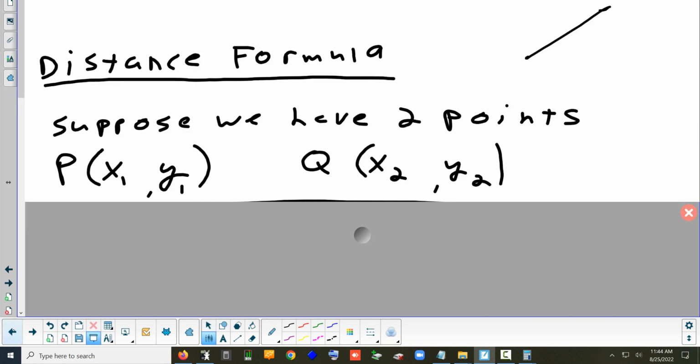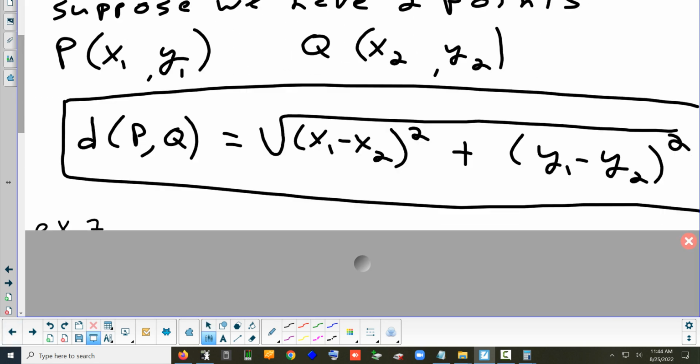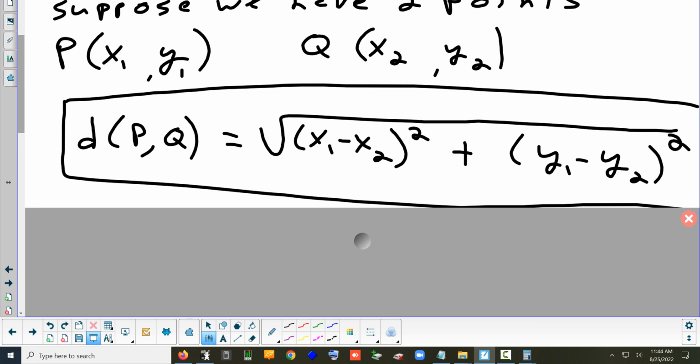So when I put up the distance formula, it's going to look a lot like the Pythagorean theorem. You subtract 2 numbers to find the length of the base. That's what this is. You subtract the y values to find the height. And then once you know the base and you know the height, you square them, you add them up, and you take the square root. That's the Pythagorean theorem. So that's the distance formula.